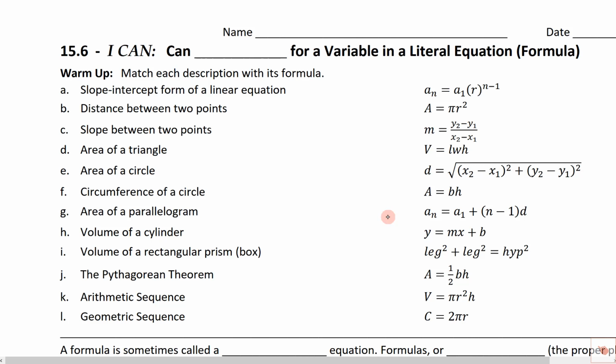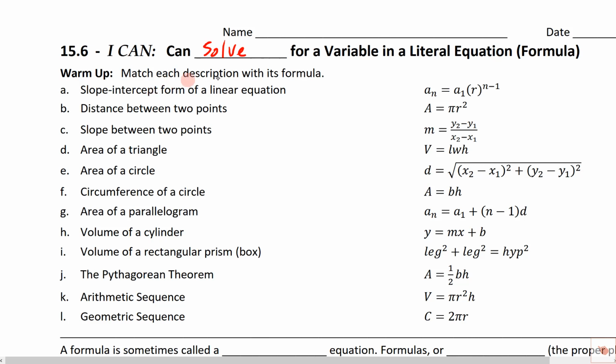In 15.6, we're going to talk about an idea and some skills that are really important down the road. They're really going to come in handy, so let's make sure we focus in on this one. The I can statement today is I can solve. So let's write the word solve right here. I can solve for a variable in a literal equation, also known as a formula. We'll talk more about those in just a second.